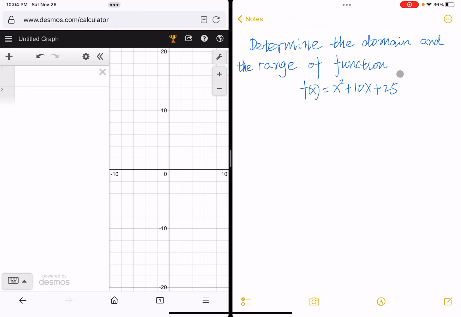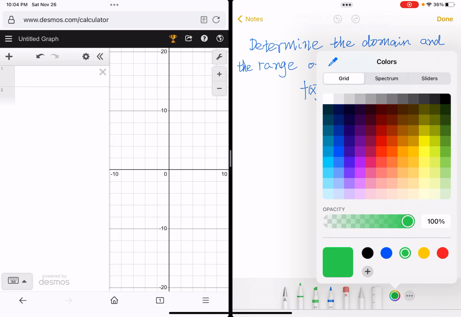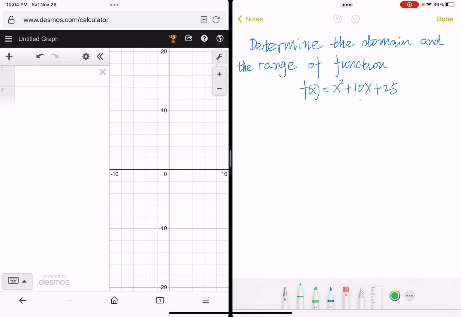because we know 10 divided by 2 gives us 5. And when we square 5, we get 25. So this expression is a complete square, which is f of x equals (x plus 5) squared. Those two are equivalent. They are the same.